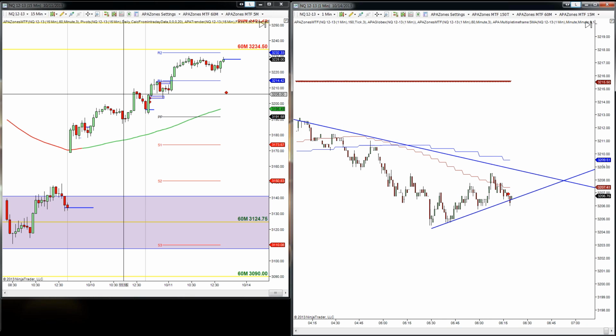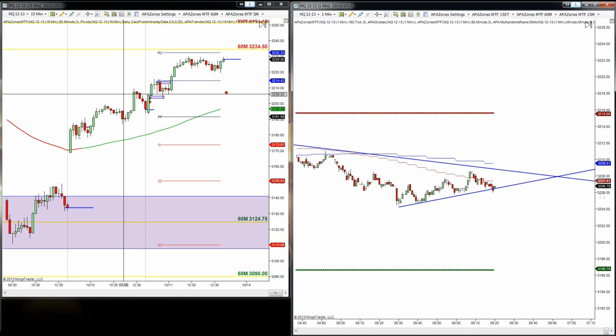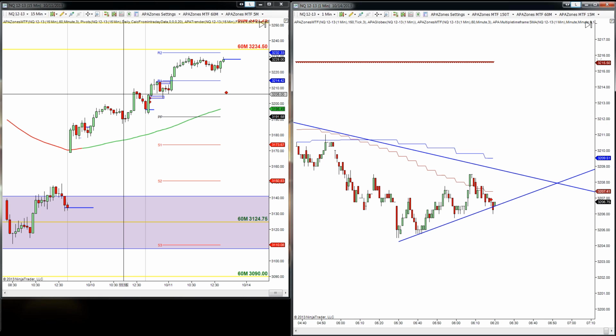As far as the Globex context goes, we also have the Globex high up here, Globex low all the way down there. So it could very well open up right around in this range next to the moving averages and continue to the downside.